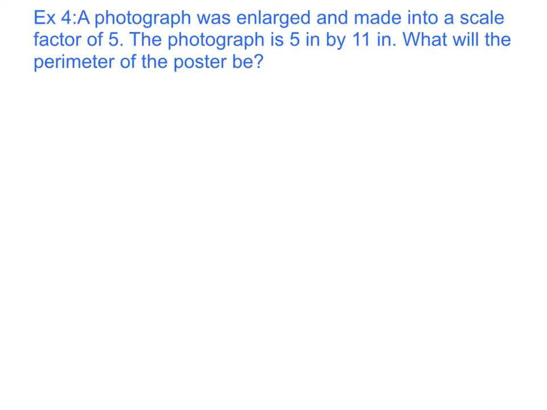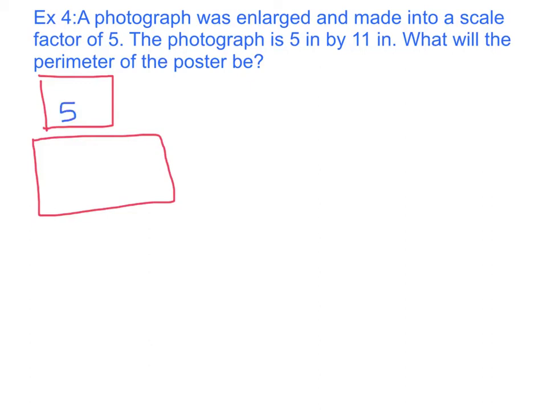Let's try one more together before you try one on your own. A photograph was enlarged and made into a scale factor of 5. The photograph is 5 inches by 11 inches. What will the perimeter of the poster be? So, if we draw an example, this is what we're looking at. Our original photograph is 5 by 11.